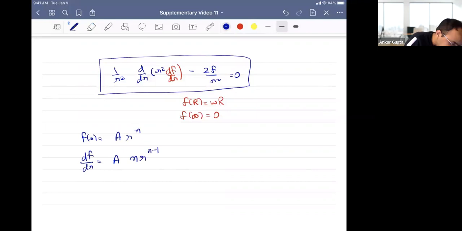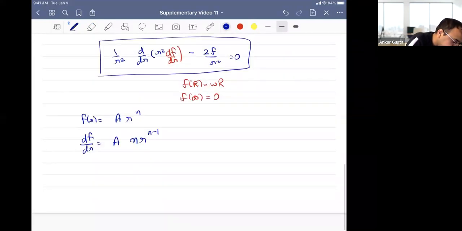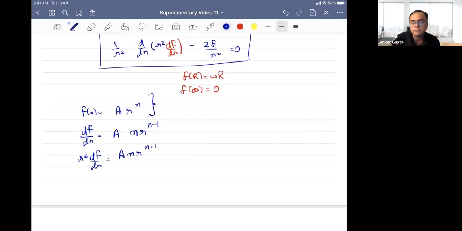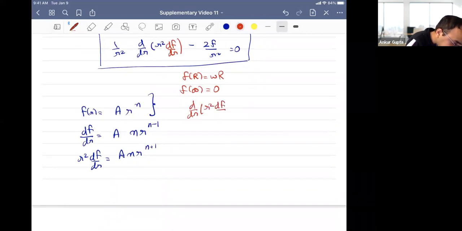I'm taking a derivative of f. Now r square df by dr, multiplying again, and I do not know the value of n, so we'll find the value of n. So it becomes a n r raised power of n plus 1. This is the standard form of how to solve this problem. If you are not familiar with it, it's completely fine. You can learn through this example. And then we'll take another derivative, d by dr of r square df by dr.